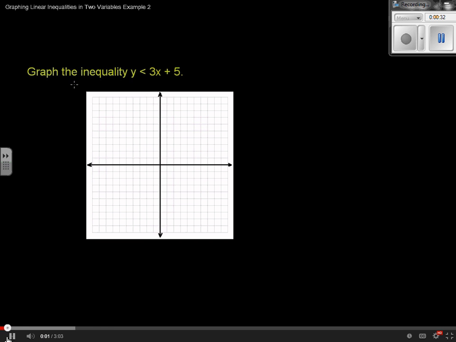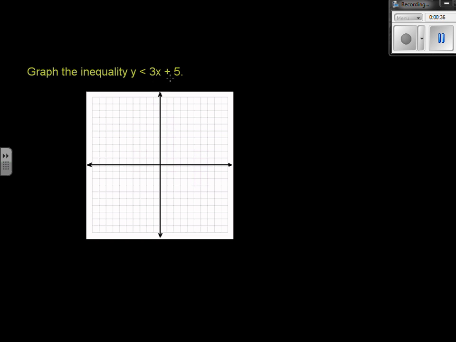We're asked to graph the inequality y is less than 3x plus 5. So if you give us any x, and let me label the axes here, this is the x-axis. This is the y-axis. So this is saying you give me an x.